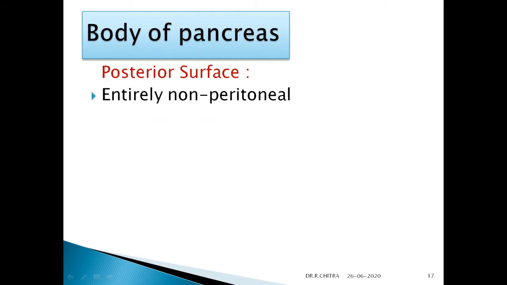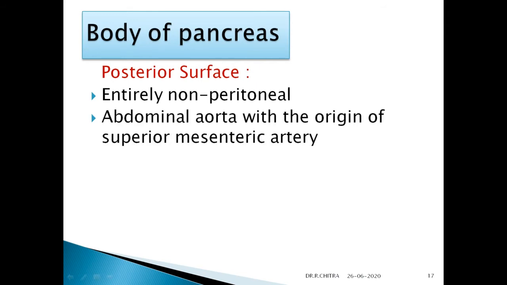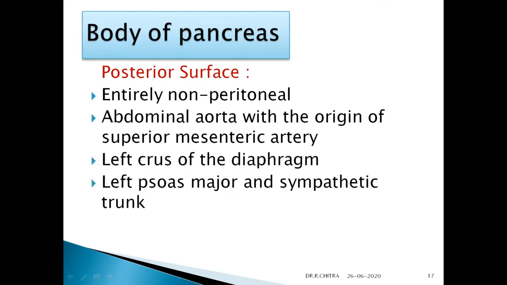Posterior surface is entirely non-peritoneal. Abdominal aorta with the origin of the superior mesenteric artery, left crus of the diaphragm, left psoas major, and sympathetic trunk. So all this form the posterior surface of the relations of the body of the pancreas. So all this, if you remember in the duodenum class, this up to the abdominal aorta is the posterior relation of third part of duodenum. This will form the posterior relation of the fourth part of the duodenum. So all this will come under the posterior relations of the body of the pancreas. Also the left suprarenal gland.